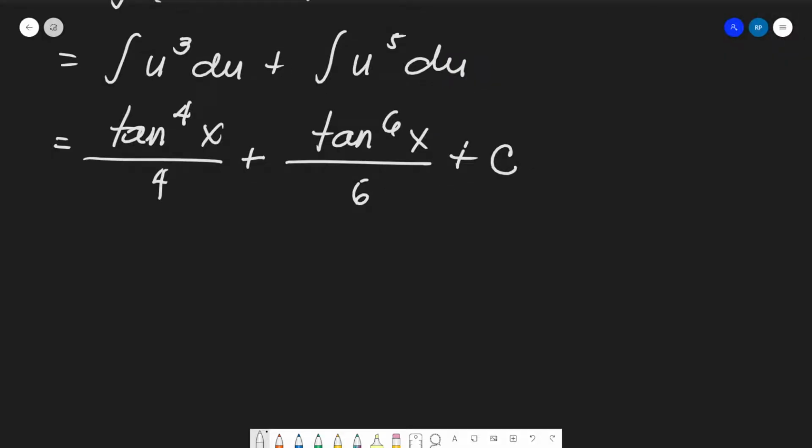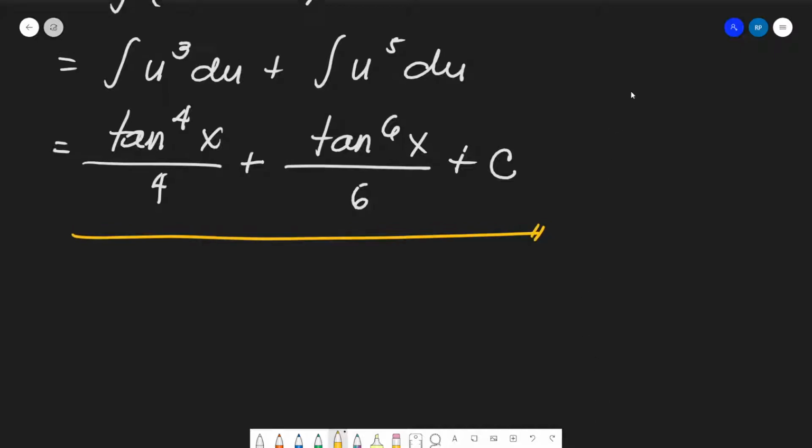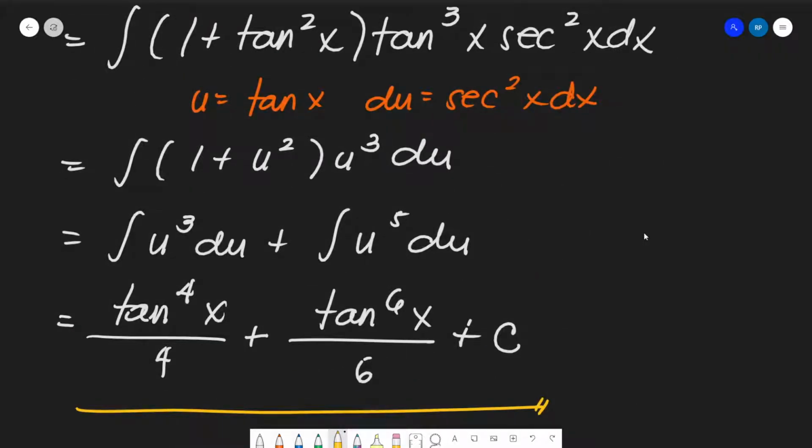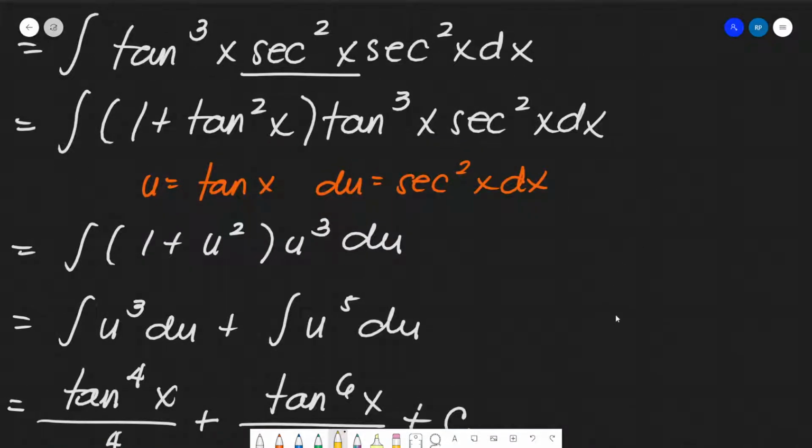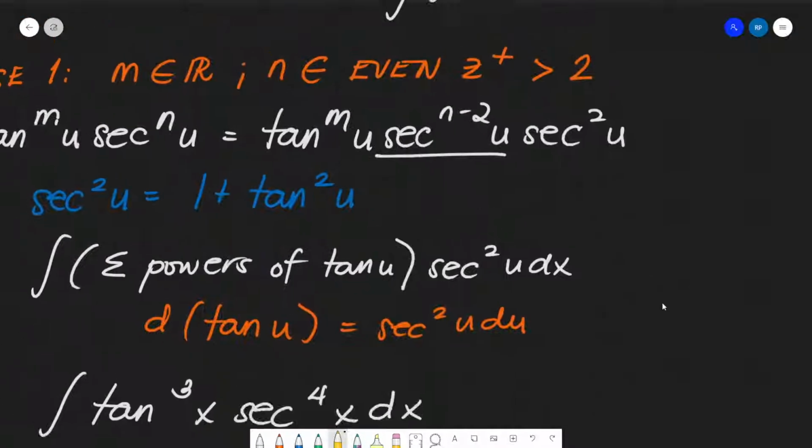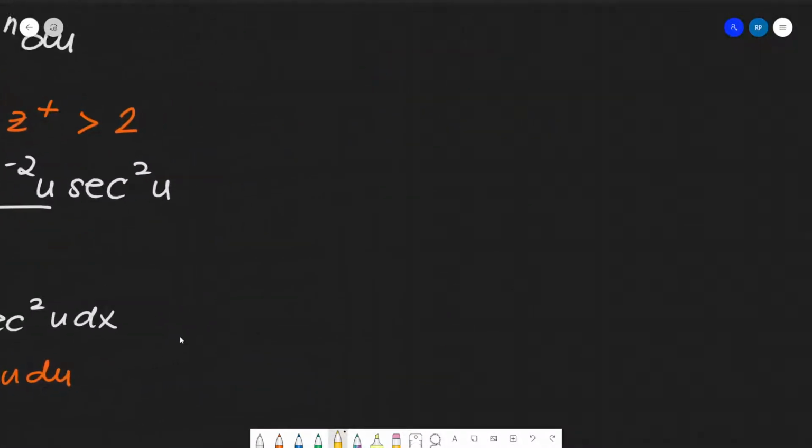So, yan na yung final answer natin. Okay? So, that is for case number 1. Ganun lang siya kasimple gamitin. So, case number 2 tayo.